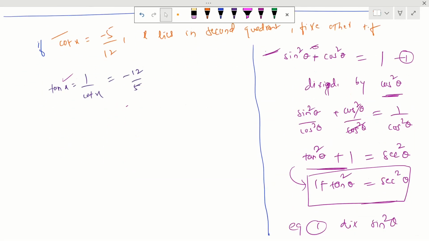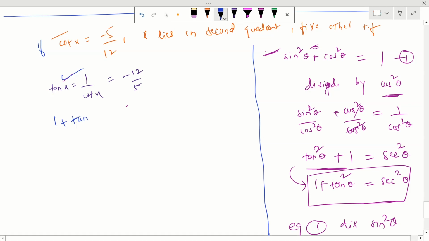Now we can write here, tan x value we know, right? Tan x value we know. Then we can use both formulas here. 1 plus tan square x is what?